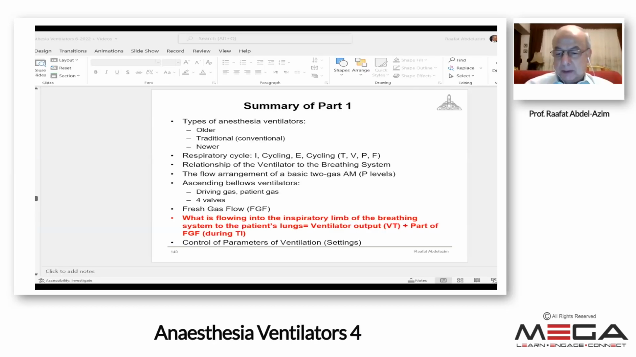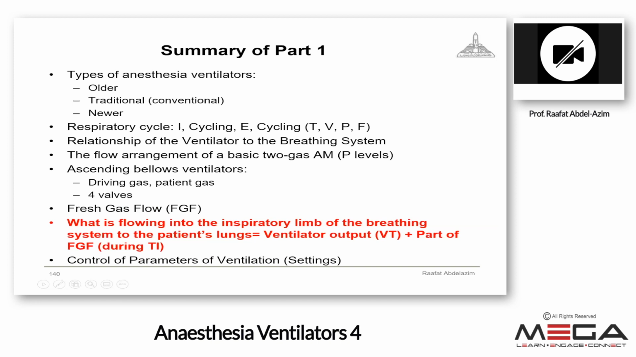The previous 3 parts, I will summarize in a few minutes what the discussion was about. After attending the previous 3 parts, you know the types of ventilators, what the respiratory cycle components are, the relationship of the ventilator to the breathing systems, the flow arrangement of a basic 2-gas anesthesia machine, how the ascending bellows ventilators work, what the 4 valves operating the ventilator are, and we have 3 gases.